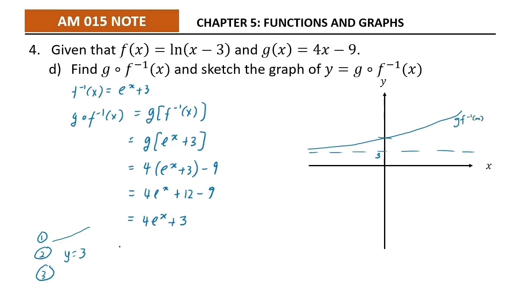Y-intercept: when x equal to 0, y equals 4e to the power of 0 plus 3, which is 4 times 1 plus 3, equal to 7. So the intersection is 7, and this is the graph for g of f inverse.